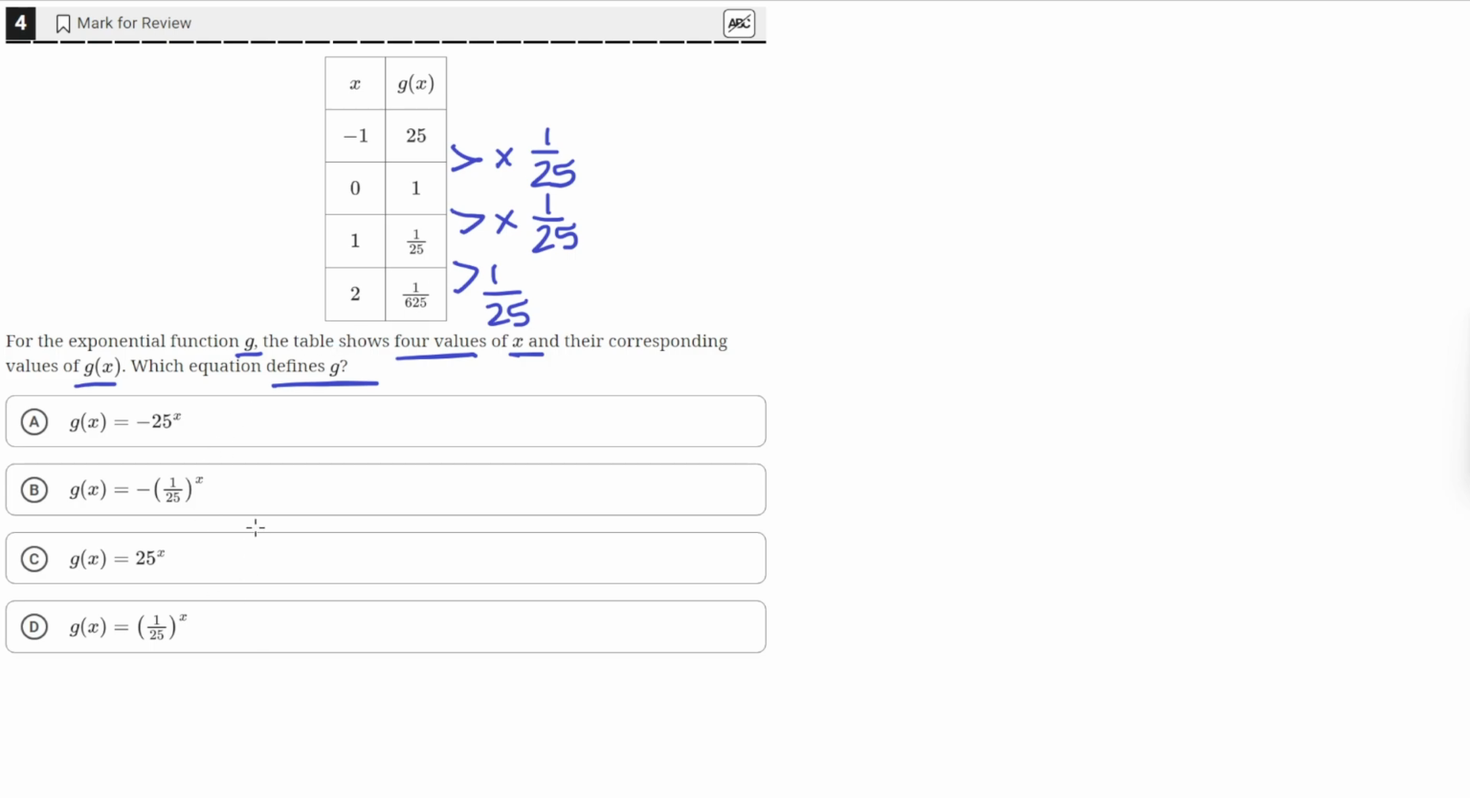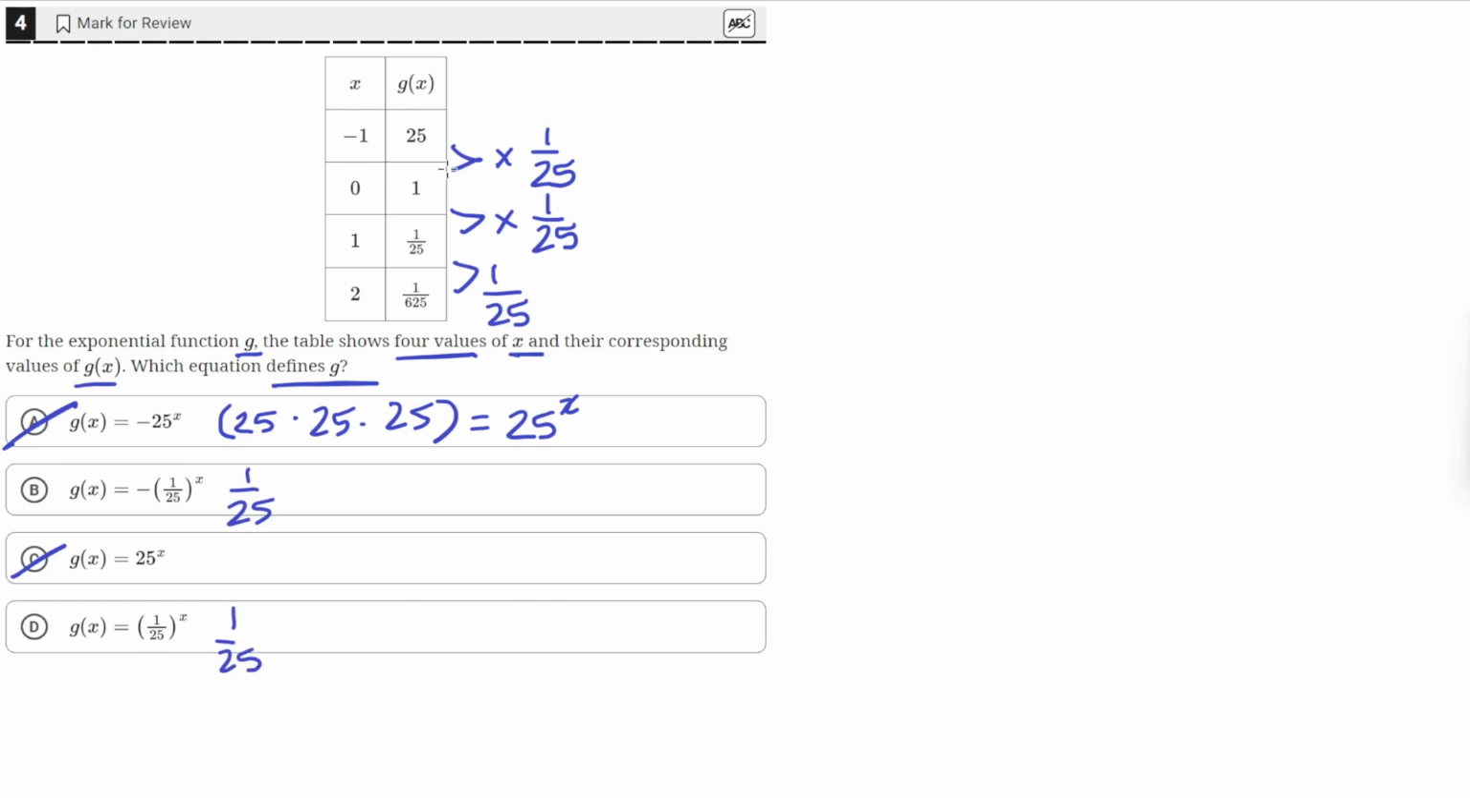So looking at the answer choices, we can immediately remove A and C, because what these are doing is that every time x increases, we're multiplying by more 25s instead of 1 over 25s. Like this here, this would be 25 raised to the third, right? And the same for C. The only difference is there's a negative sign here. So A and C are multiplying by 25s over and over again, while B and D are multiplying by 1 over 25 over and over again.